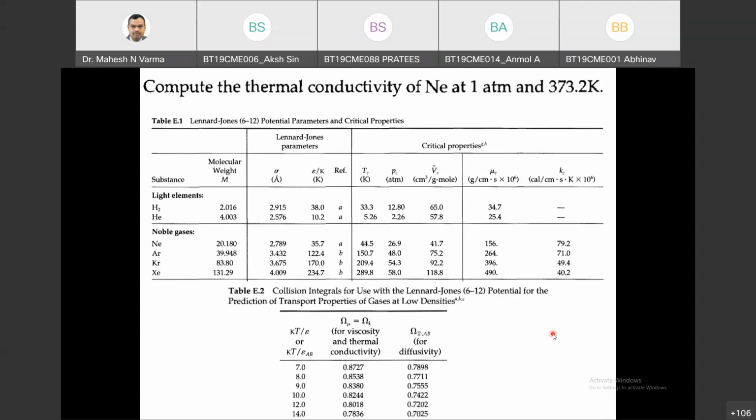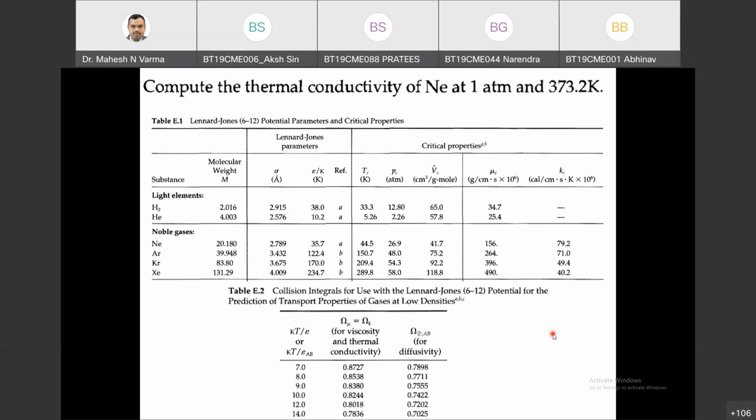Roll number 25, Nivas. Roll number 44, Narendra. Yes, sir. So what is the value of collision diameter for the given problem? It is 2.789, sir. Very good.